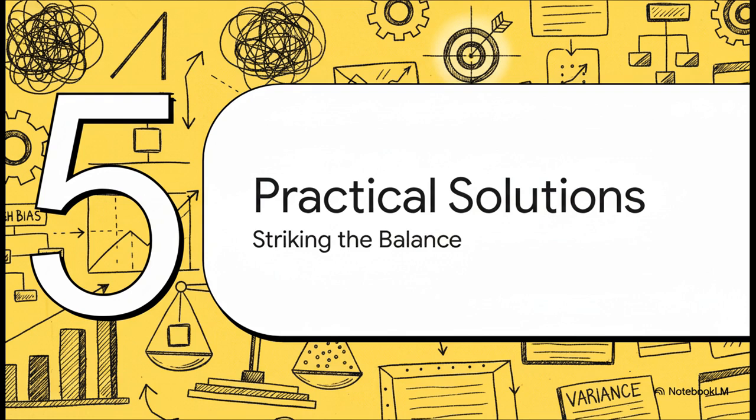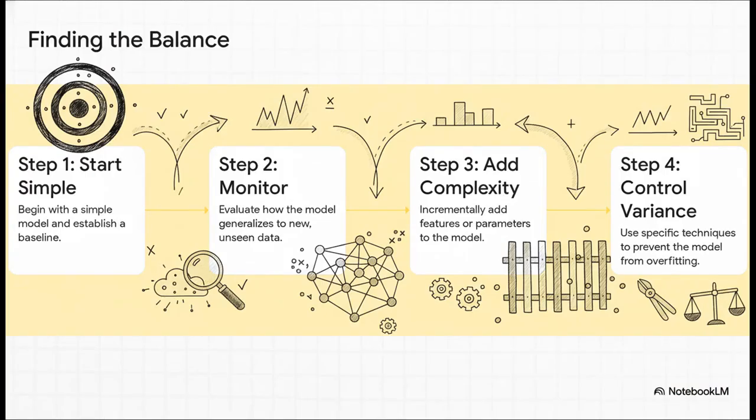Okay, let's move from the theory to the practical stuff, the strategies and tools that people use every single day to manage this trade-off. The process is actually pretty logical. You always start simple. Build a high-bias model first, just to get a baseline. Then you watch its performance on data it's never seen before as you slowly, carefully make it more complex. And the whole time, you're using specific techniques to keep that rising variance in check.